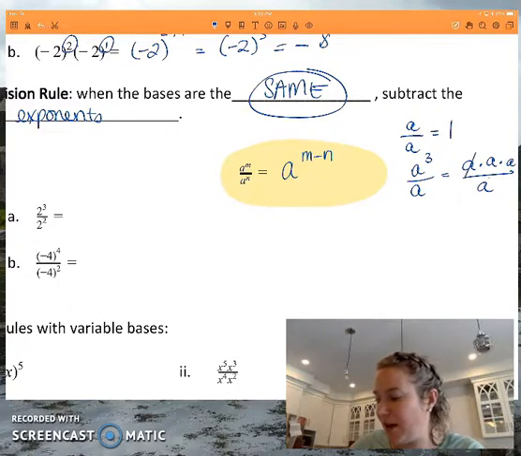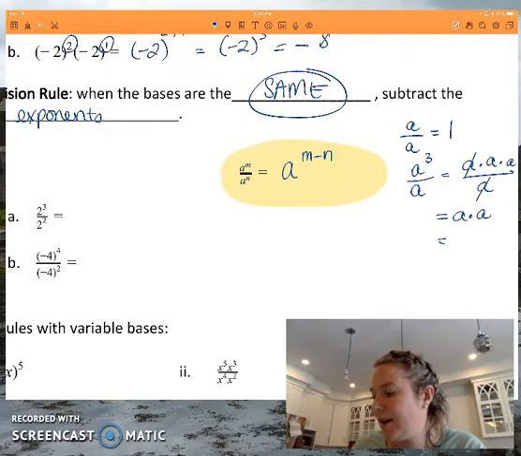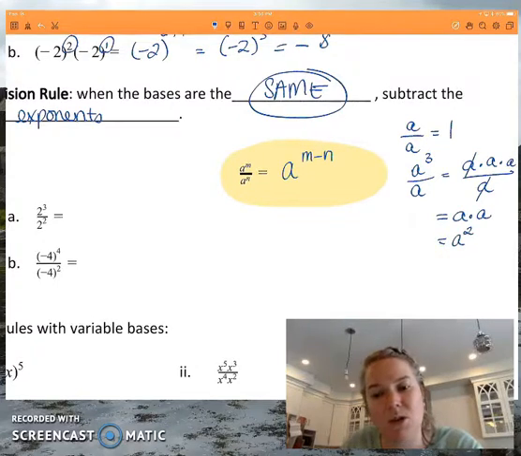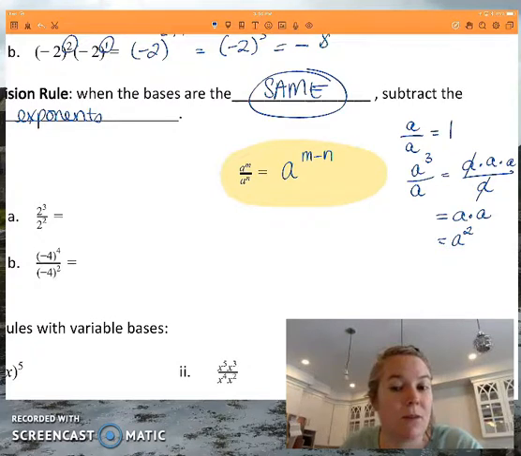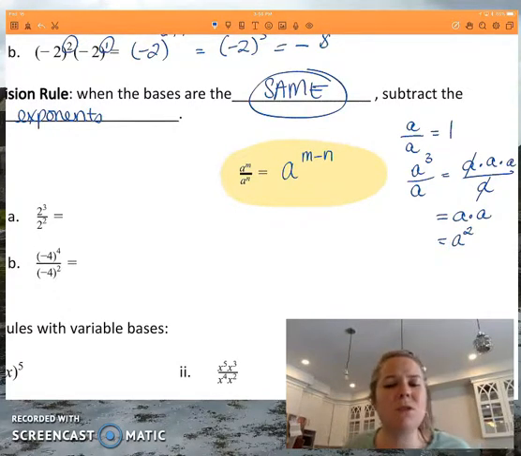So a divided by a is 1. So they're going to go away. And what I'm left with is a times a. And a times a is a to the exponent 2, which is the same as 3 minus 1, which is what the rule tells me. So the rule is only a short form for the actual long way of doing something.